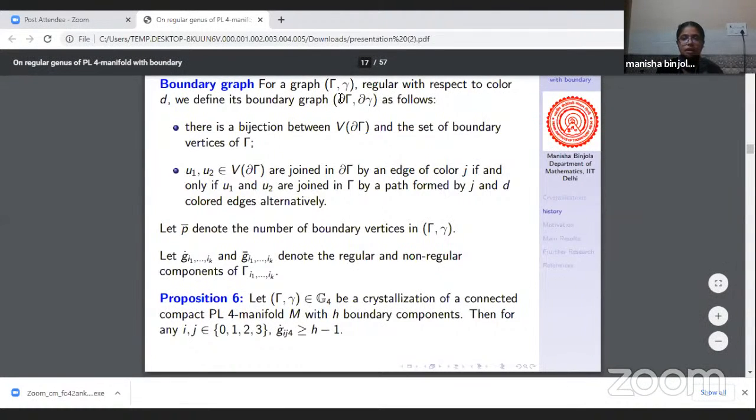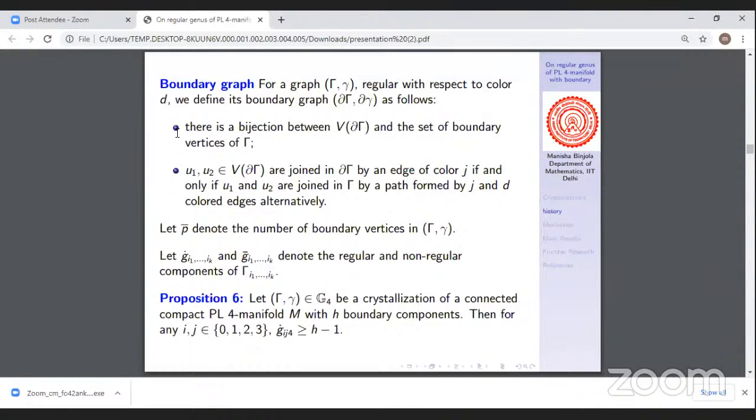The boundary graph is obtained only for those graphs which are regular with respect to a fixed color, and we have already taken color D. In the notation it shows the boundary of gamma with respect to something, right? When you don't denote it with D, it means you can choose it with respect to anything and they are the same. Yes, sir. Actually, suppose we have a graph which is regular with respect to some other color. Then we can change the colors. It is independent of that. So it doesn't depend on the color D that you're choosing. Yes. Okay, thank you.